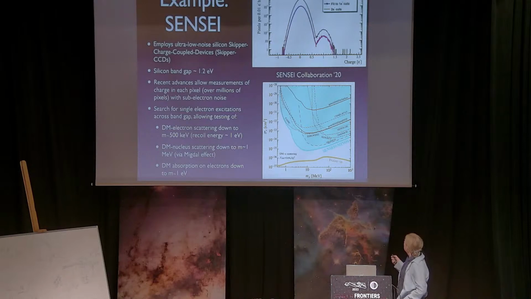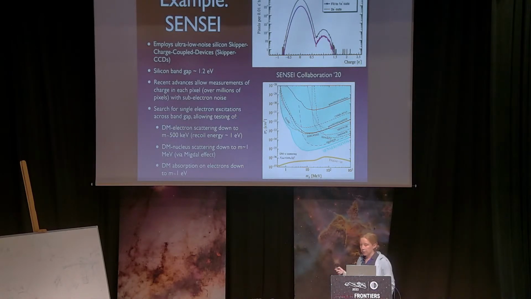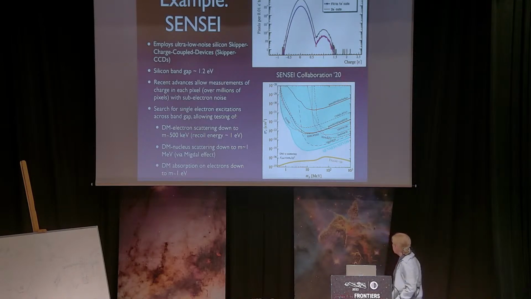So this upper plot is showing the distribution of excitations across pixels. This charge peak corresponds to a single electron excitation. These higher ones correspond to multi-electron excitations.